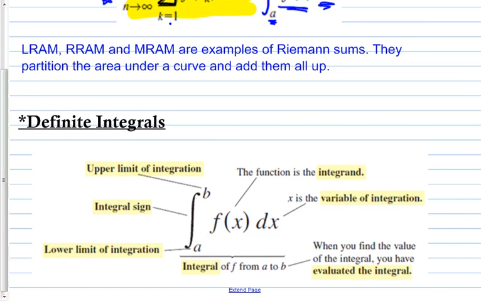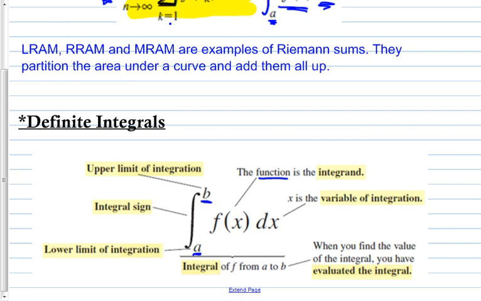But here, as you can see, the function is the integrand. dx is the variable of integration. That's the variable we're integrating with respect to, just like we derive with respect to x. b is the upper limit, so it's the higher x value. a is the lower limit, it's the lower x value. The integral sign, of course, is just an elongated s. And then the overall thing is called an integral.